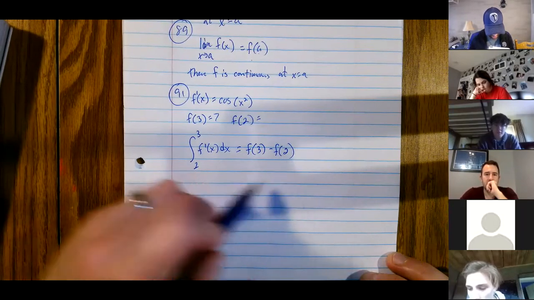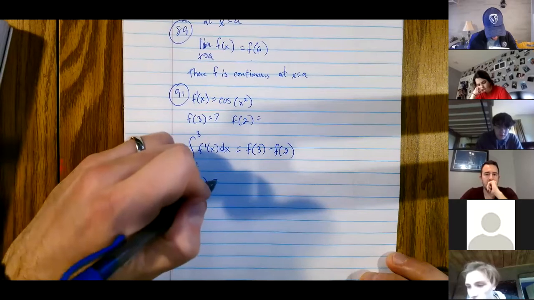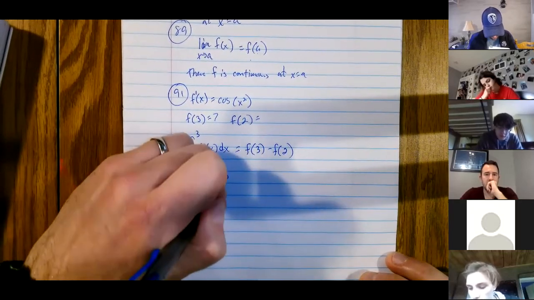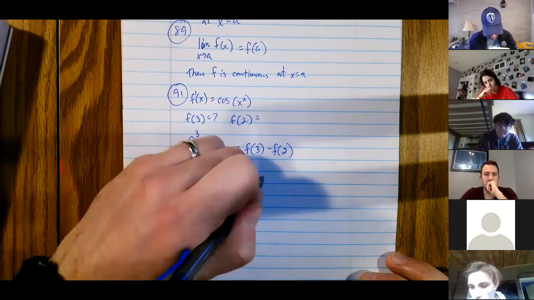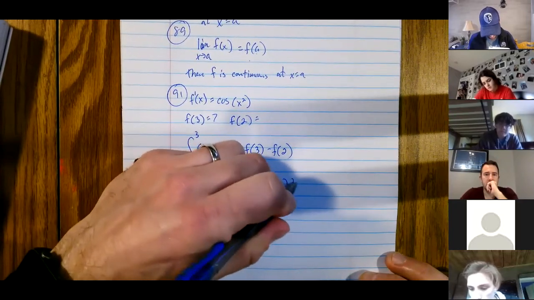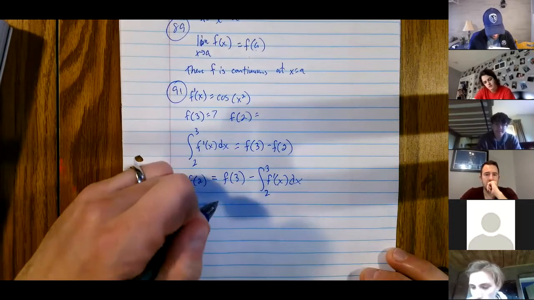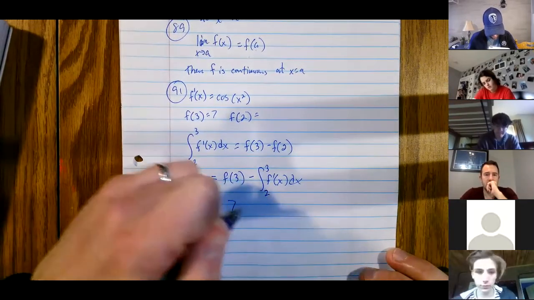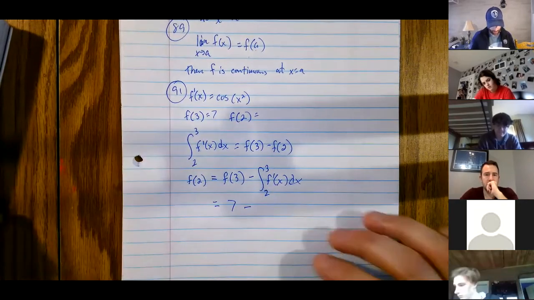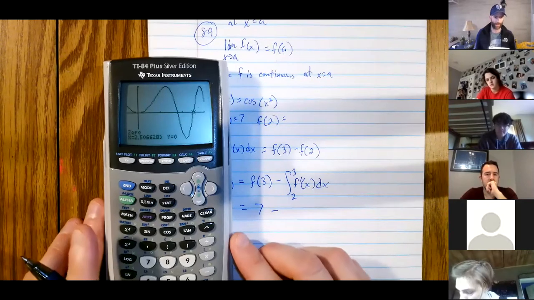And so we are trying to solve for f of 2. So we're going to add f of 2 over, and then subtract the integral. And so we get that f of 2 is equal to f of 3 minus the integral from 2 to 3 of f prime of x dx. All right, so f of 2, we want to know. F of 3, we are given as 7, minus that integral, which is what we need to calculate. So we're going to go ahead and calculate that.